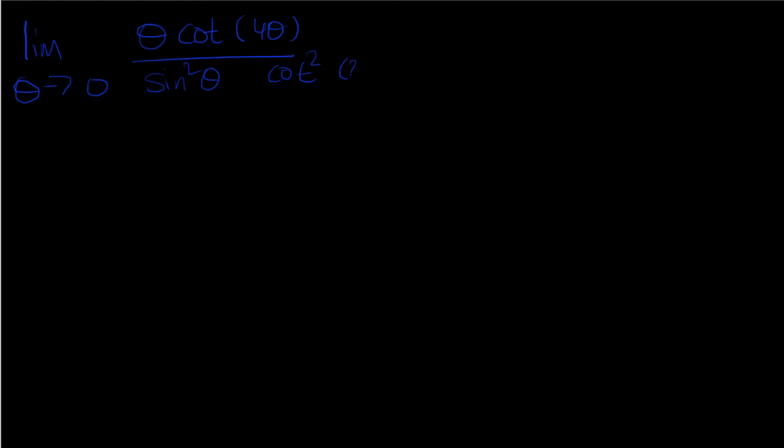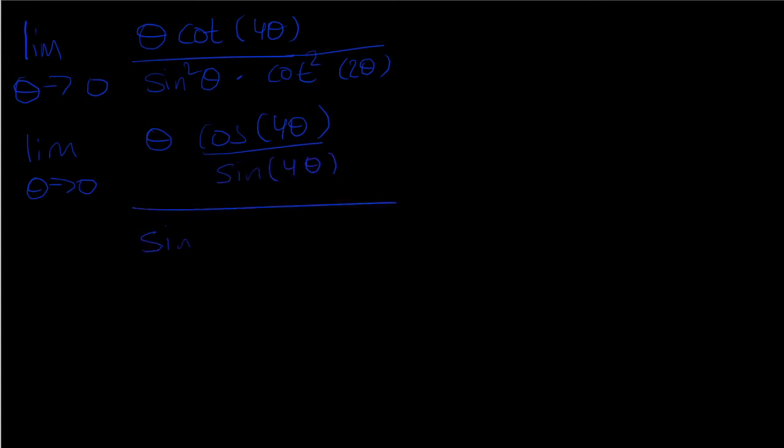Let's start with the first problem. Limit as theta approaches 0 of theta times cotangent 4 theta over sine squared theta cotangent squared 2 theta. I'm going to rewrite this in terms of sine and cosine. So cotangent is cosine over sine. And then we have sine squared and then cosine squared 2 theta over sine squared 2 theta.